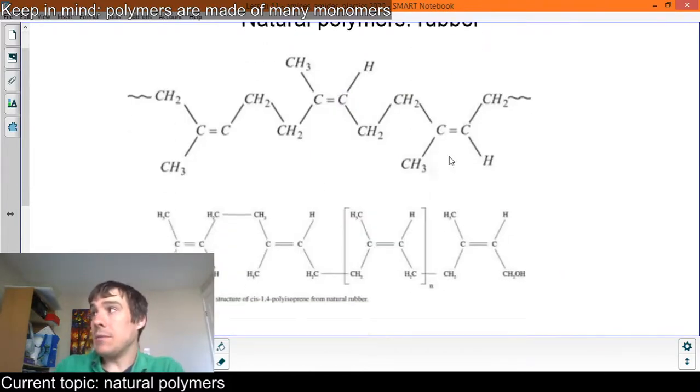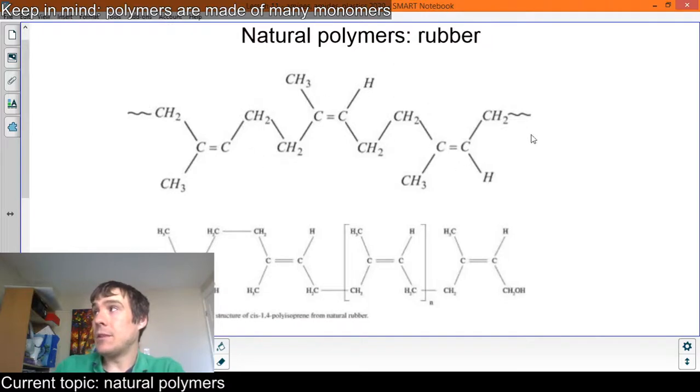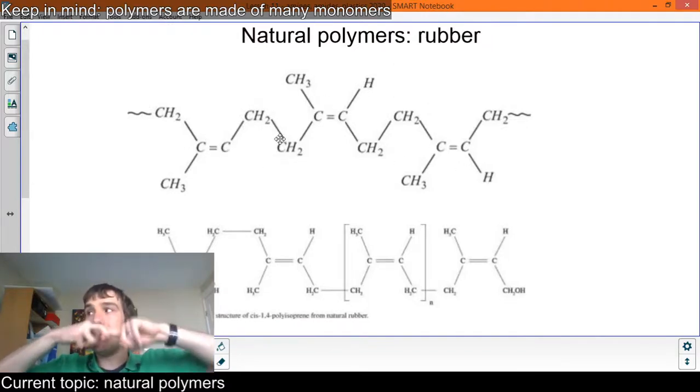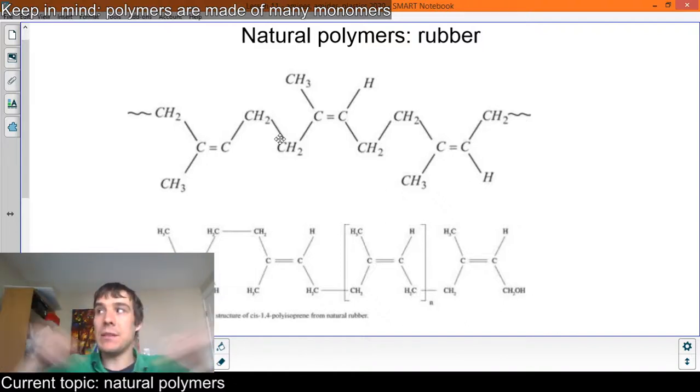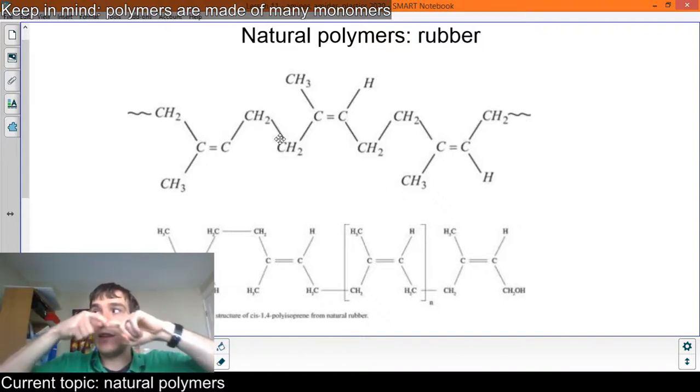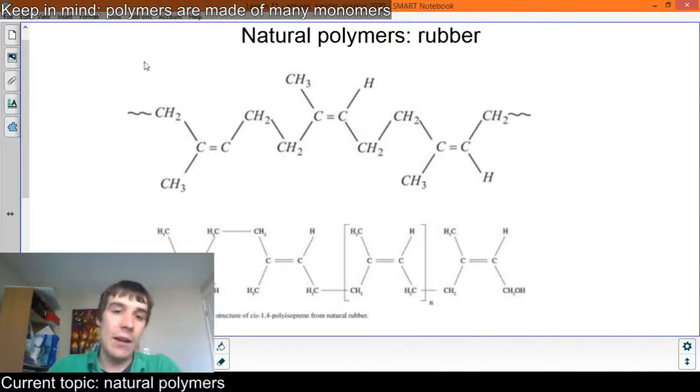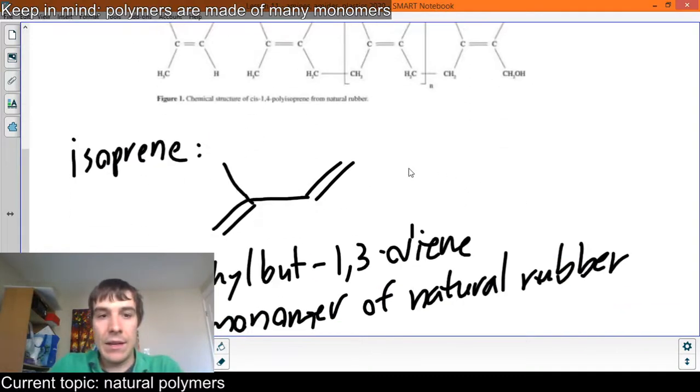Here's rubber. This is what rubber looks like. It's got these double bonds in it, and it's actually what makes it stretchy, because the way that the double bonds are held like this, they have a certain amount of give. And so combined with a bunch of bonds all in a row, you get this stretchiness to the rubber. It's very cool. And this is the monomer.